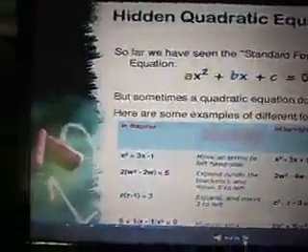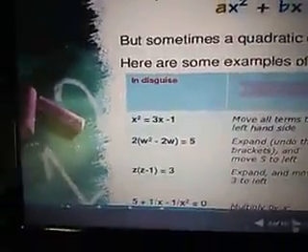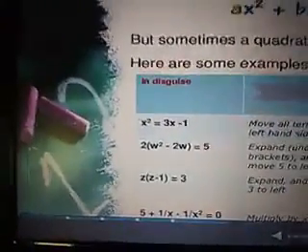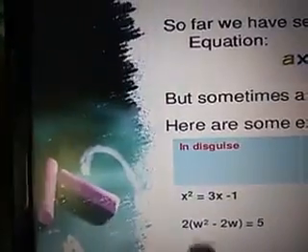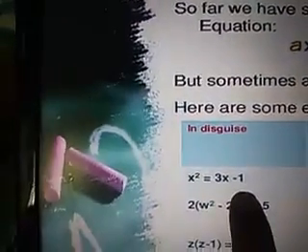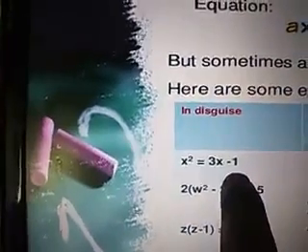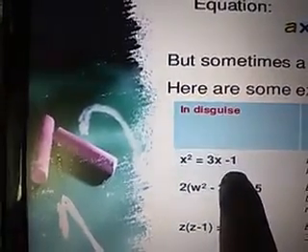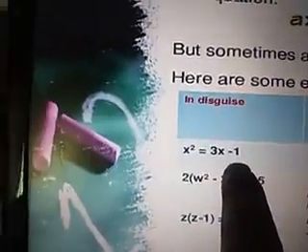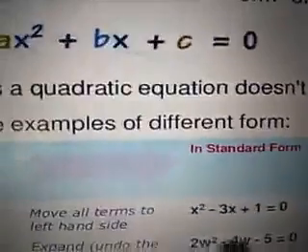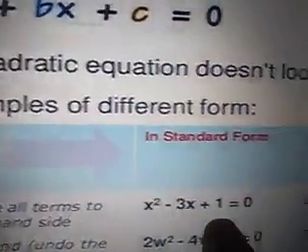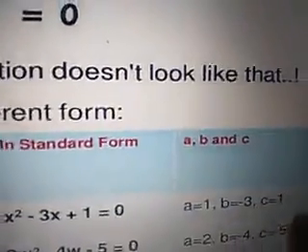Now we take some examples of equations which do not look like quadratic equations. We can see the first one that says x square is equal to 3x minus 1. In this we see that it is not arranged in the proper form, that is ax square plus bx plus c is equal to 0, but we can move all the terms to one side and it will become x square minus 3x plus 1. Now it is in the standard form.